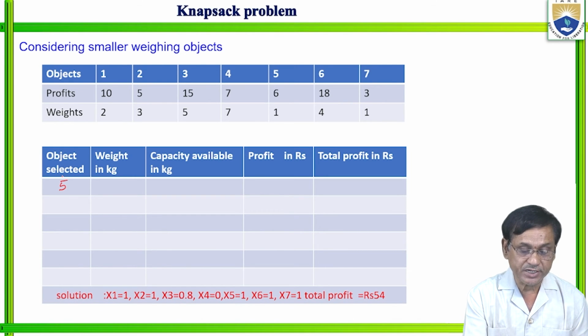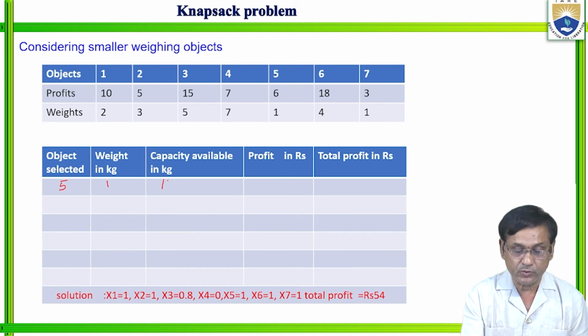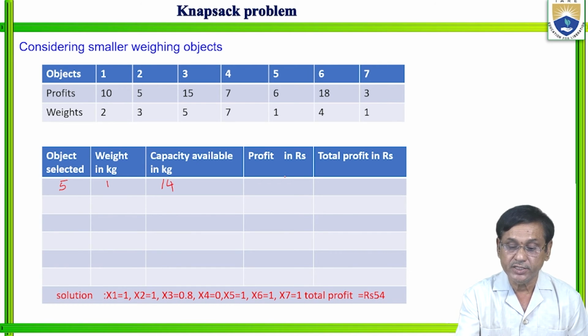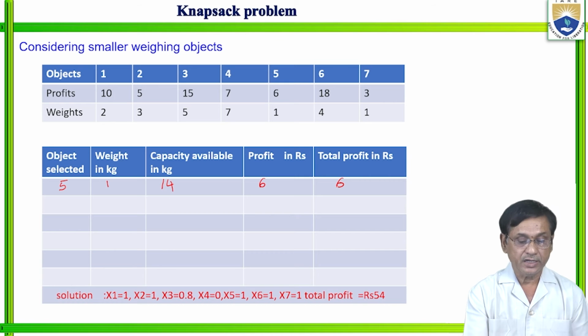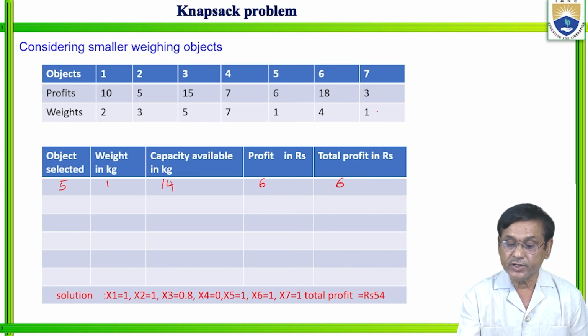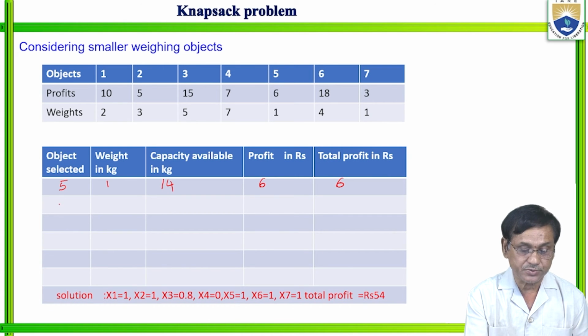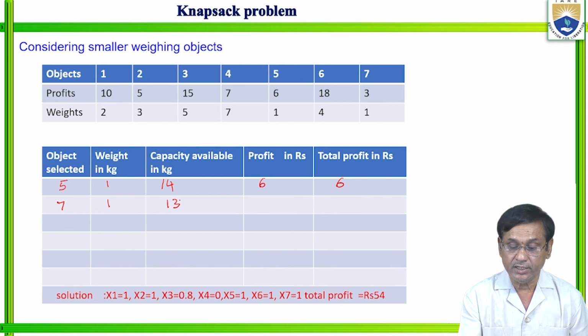The object selected is 5, weight is only 1, the total capacity leftover is 14 and the profit is only 6. Profit is 6, the total profit is 6 here. Then coming to the next lowest is 1, that is corresponding to object 7, the weight is 1, the capacity leftover is 13 and the profit corresponding to the 7th object is 3, so that this is 9.